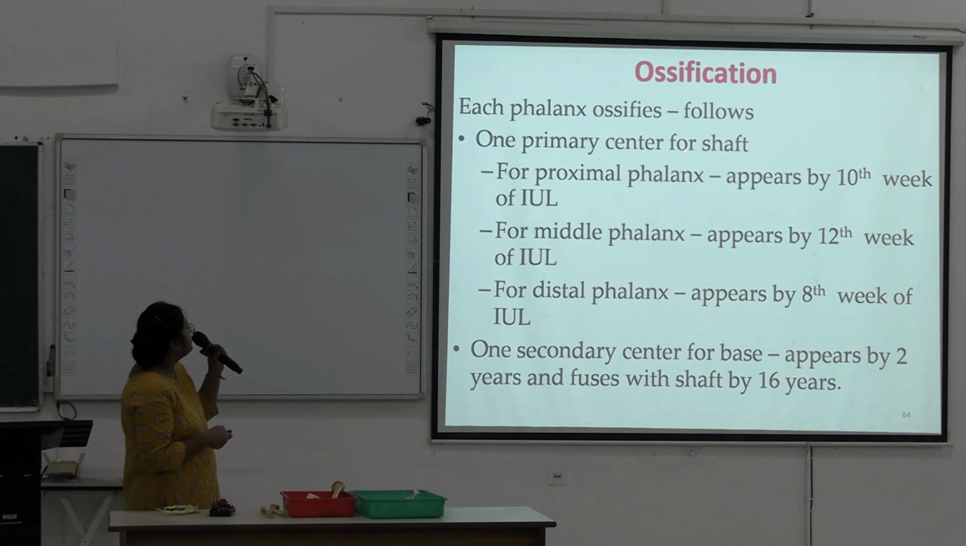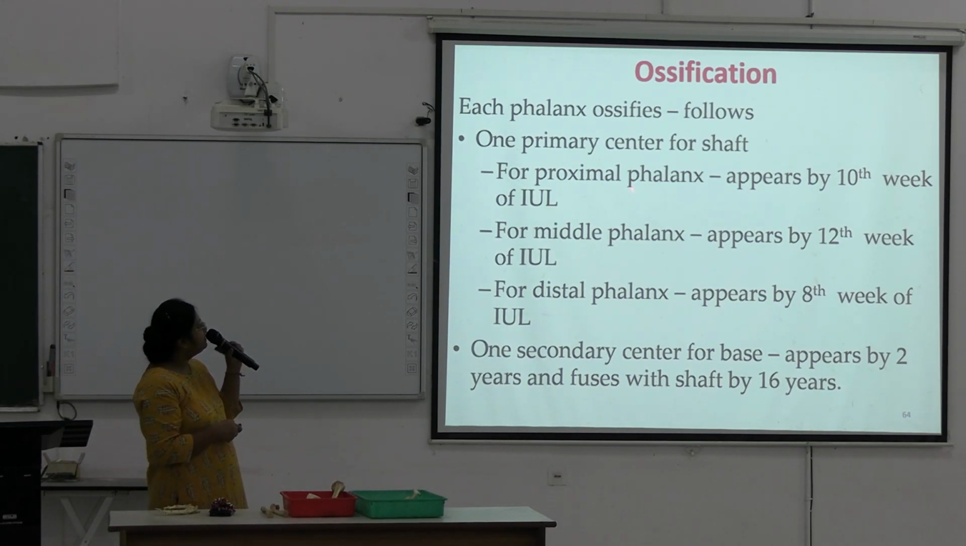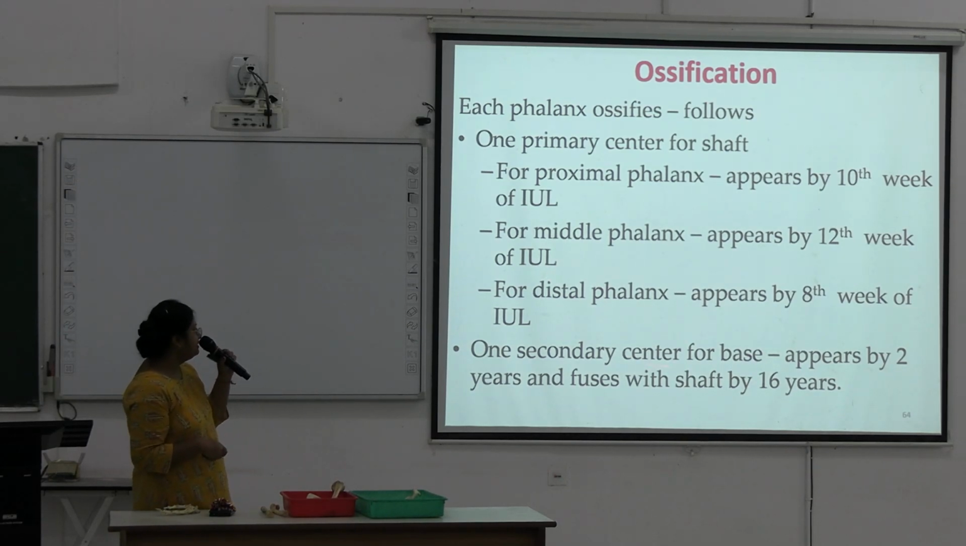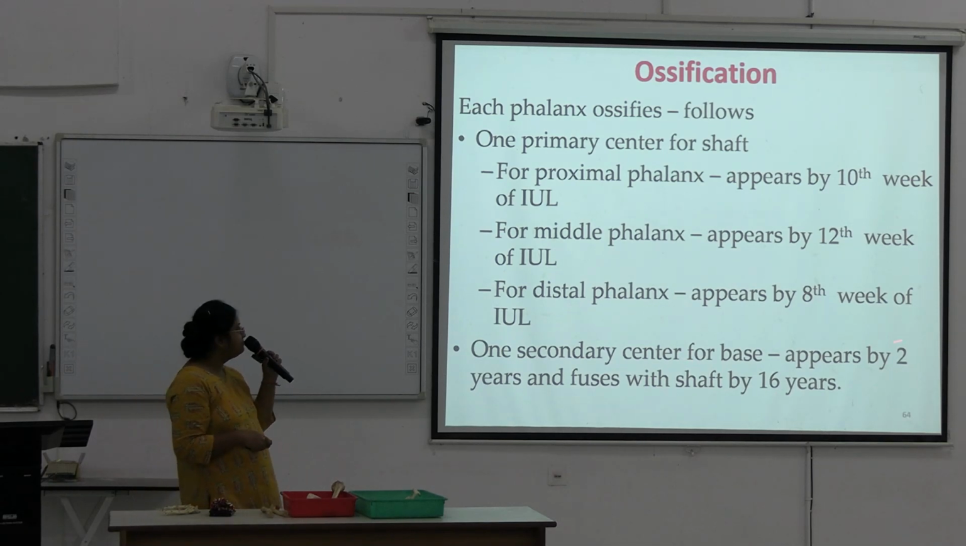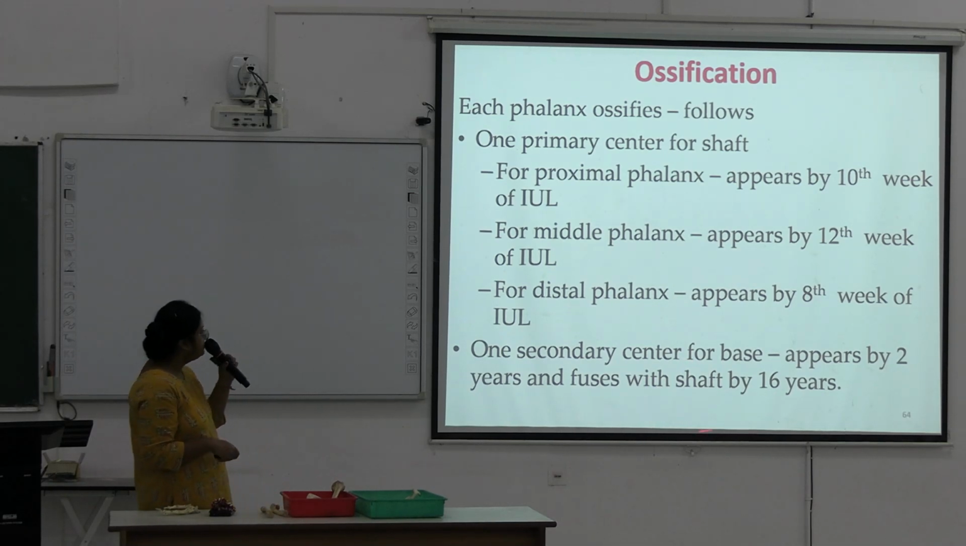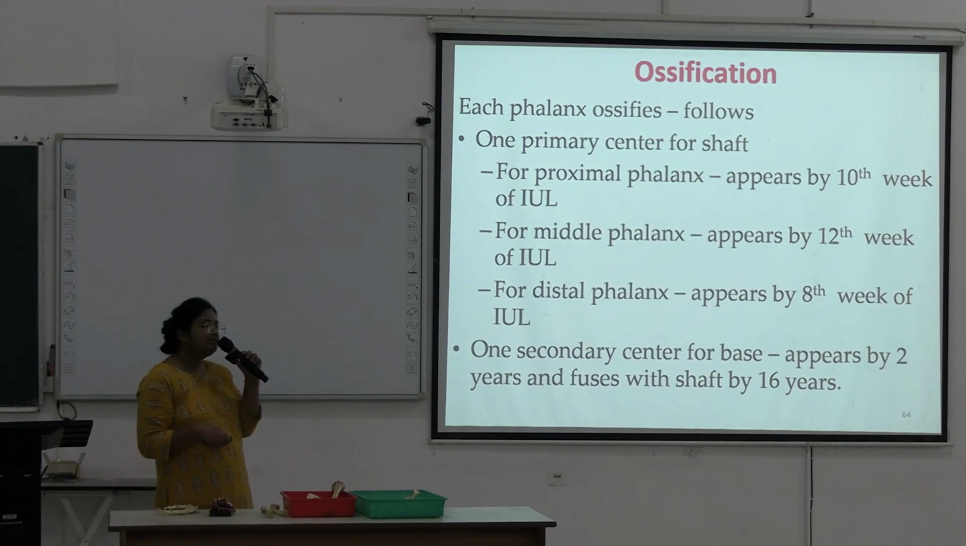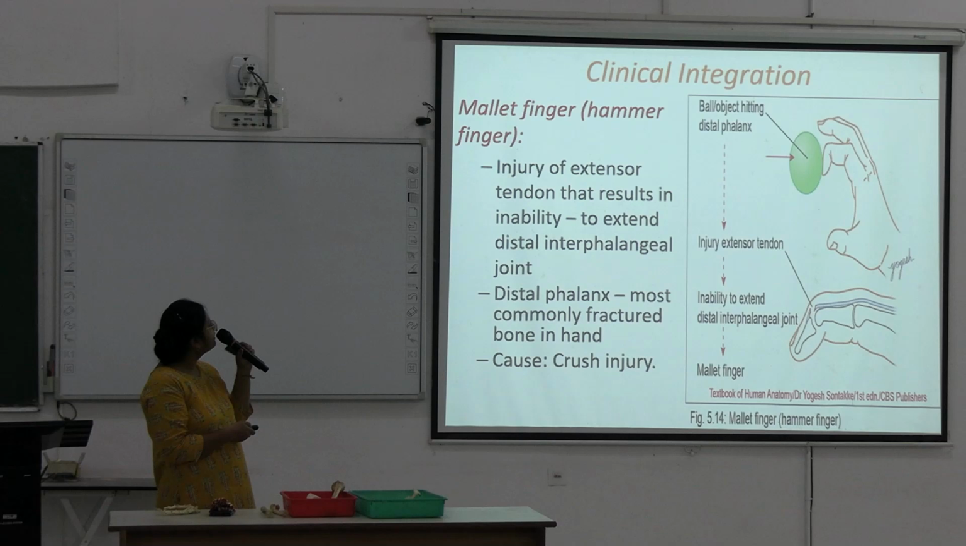So, one primary center for the shaft appears for the proximal phalanx at the 10th week of intrauterine life, for the middle phalanx at the 12th week of intrauterine life, and for the distal phalanx at the 8th week of intrauterine life. The secondary center for the base appears by 2 years of age and fuses with the shaft by 16 years. So this is how phalanges ossify.